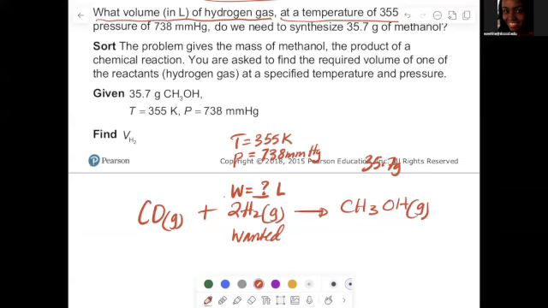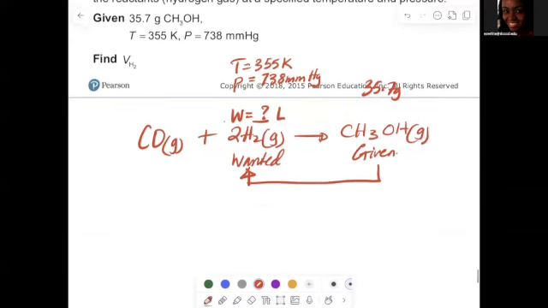There's no question marks in the given. That makes this a given. Why is it important for us to identify that? Because we want to always start the stoichiometry from the given and then end up with the wanted. So we have to know what's the given, what's the wanted. Does that make sense? Okay.